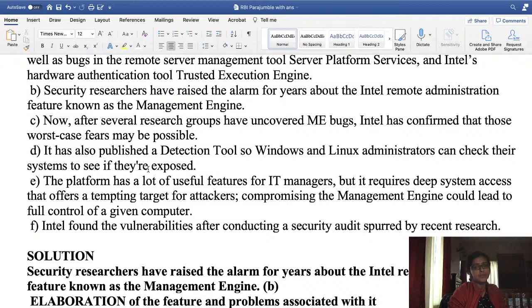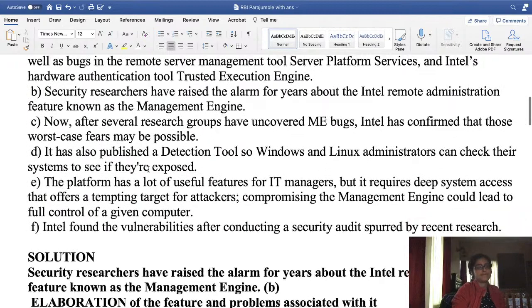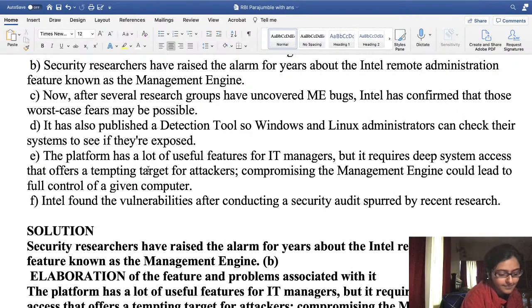Now, Intel knows about the problem. What is Intel's next step? What should we do about it? What did Intel do about it? That's going to be your last part of the passage.